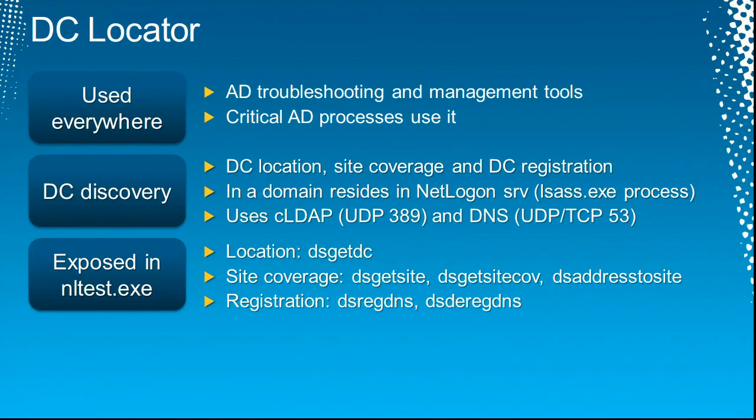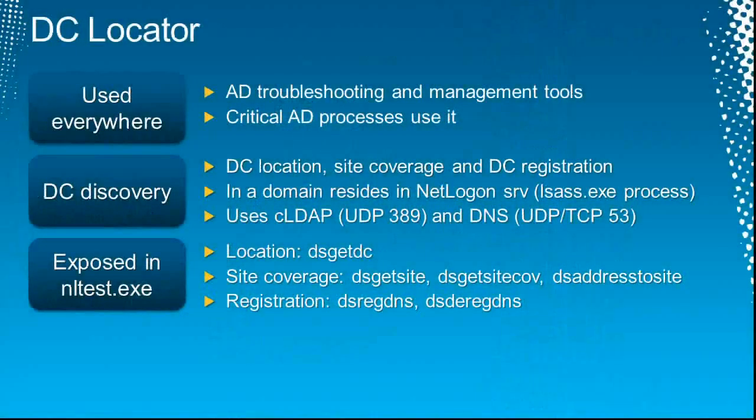Now, nltest does more than just DC locator. However, you will find functionality exposed in nltest for DC locator. Some of the specific functions are dsgetDC, which is very well known. But also we have dsgetsitecoverage to know what specific sites that particular DC is covering. Or dsaddresstositenames, which we introduced back in 2008 when IPv6 was also introduced in Windows. And registration functions, how to be able to deregister records in DNS. Also that was something that we introduced back in 2008.